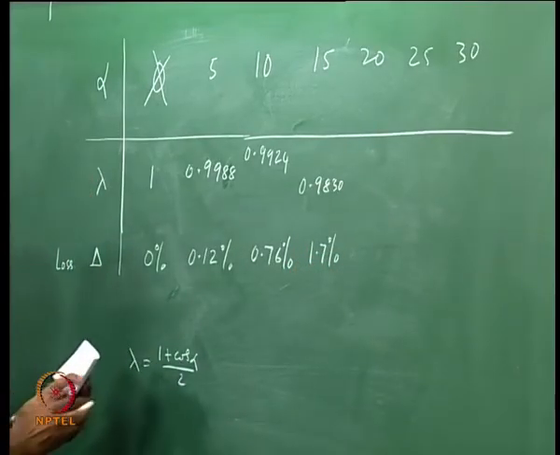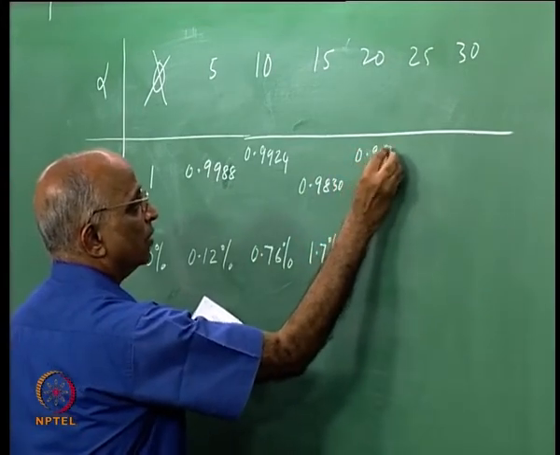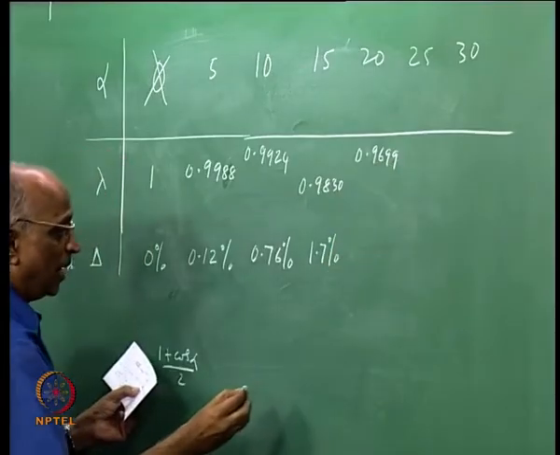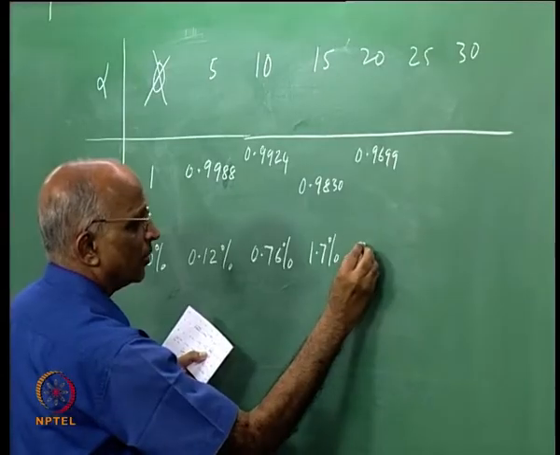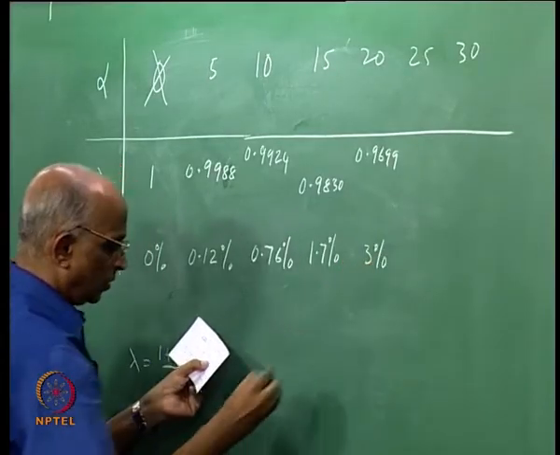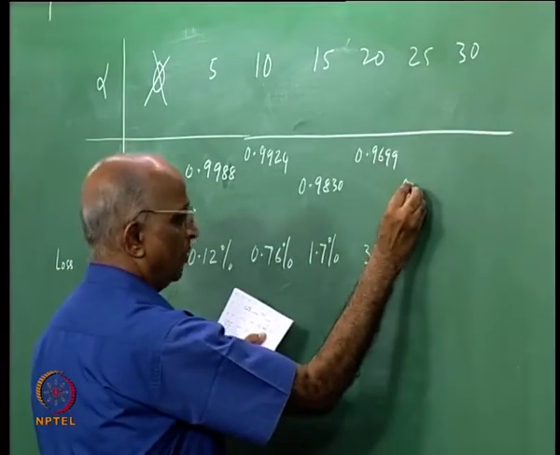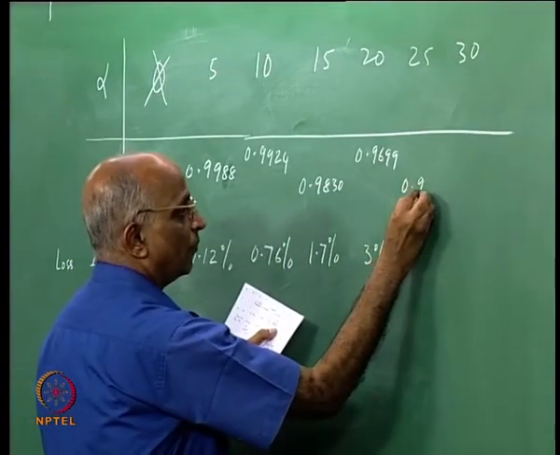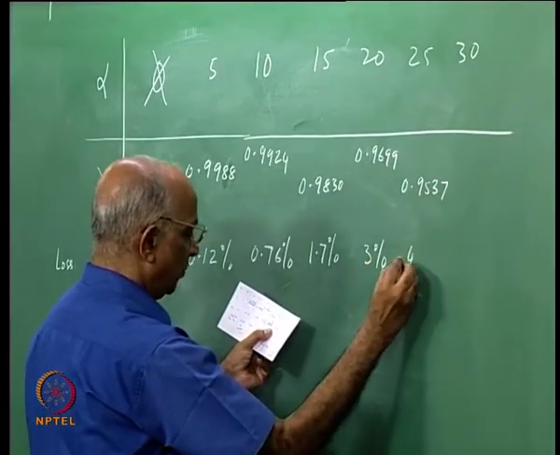If it is 20 degrees, it is 0.9699, and 1 minus lambda gives me a value around 3%. If it is 25, it is 0.9537, and the loss is 4.63%.